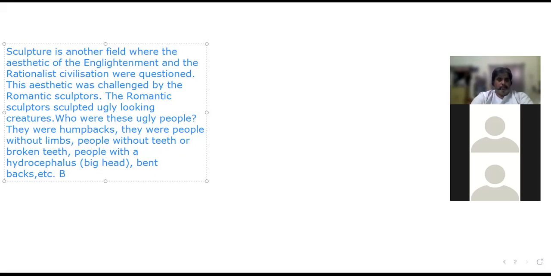But they also started sculpting evil creatures. So, what are these evil creatures? They are gargoyles.